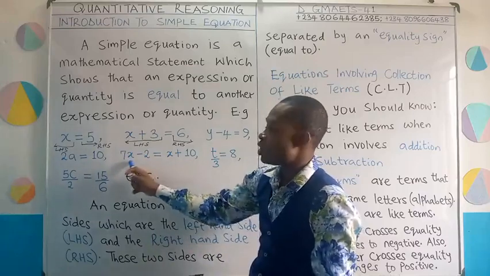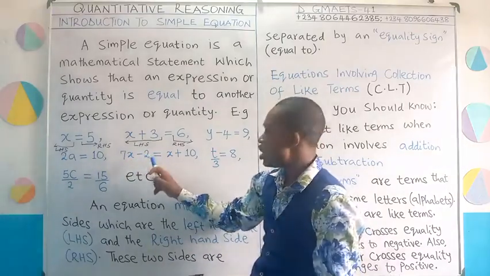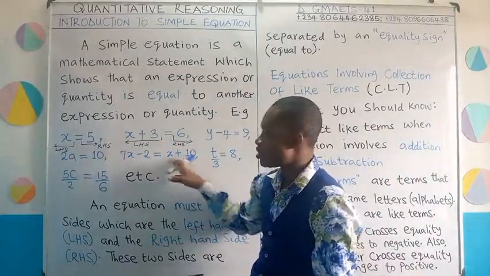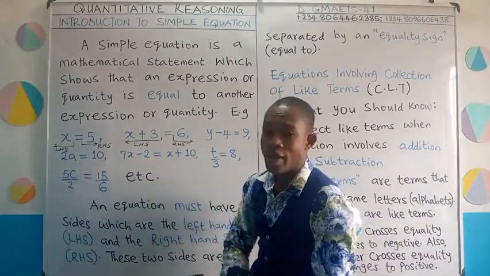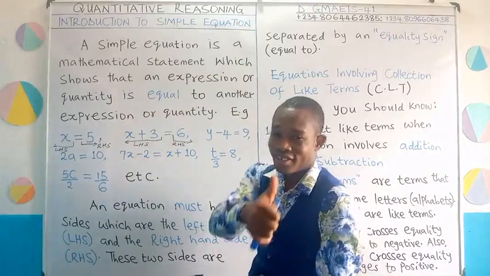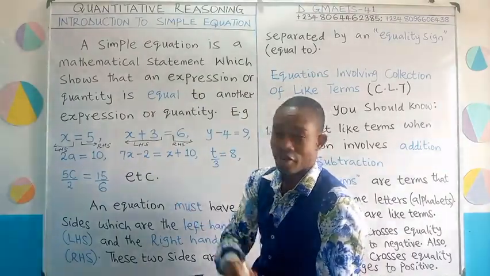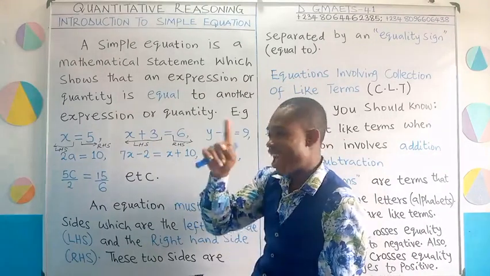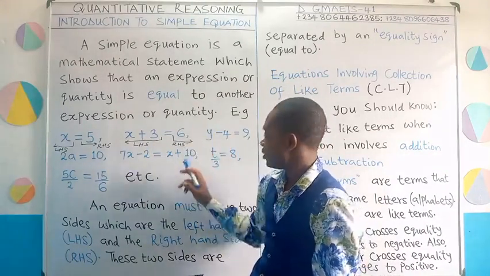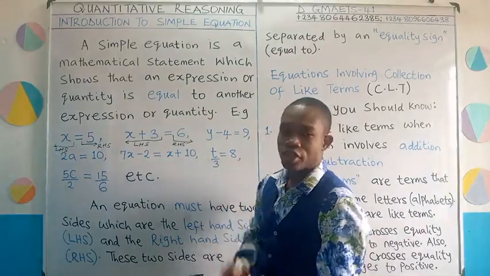Now look at another equation, 7x minus 2 equal to x plus 10. This is also another equation. The left hand side, what do we have there? You are very correct. 7x minus 2. That's what we have on the left hand side. Then on the right hand side, we have what? X plus 10.